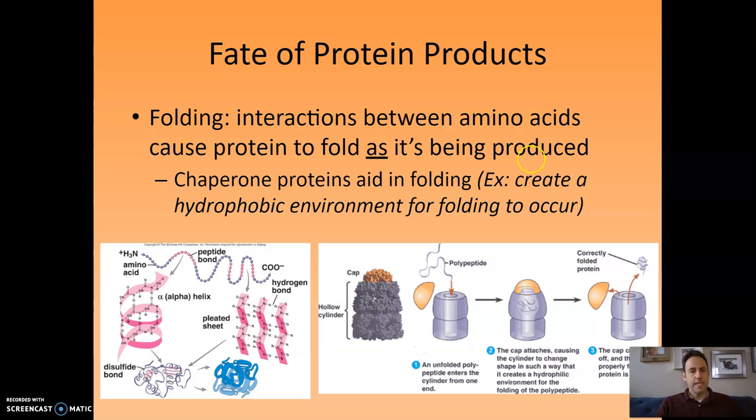Sometimes it needs some help to make sure that it's folded the right way, and so there are proteins that can do that. One example is chaperone proteins, and these simply aid in folding. They may be able to create a hydrophobic environment for folding to occur in. Here you can see a model of what this looks like, and here's a schematic. Basically, the protein gets put inside this space, folds in that proper environment, and then it pops out.